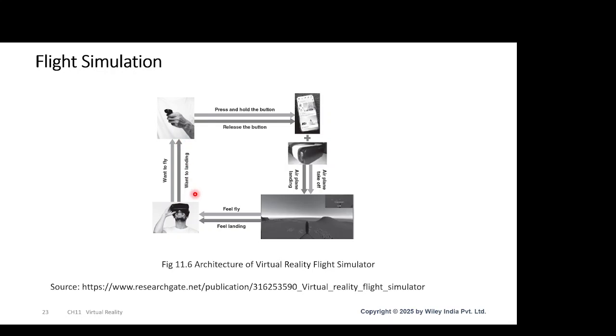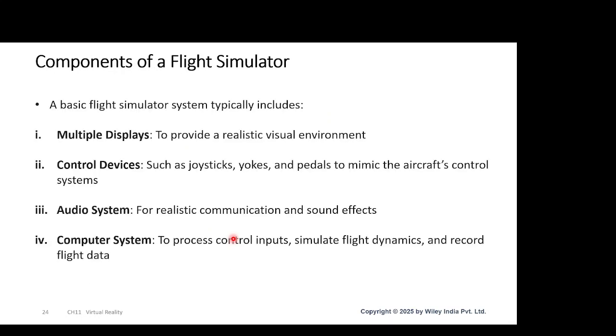He wants to fly or he wants to land. Then he presses and holds the button. If he wants to fly, he has to press and hold the button. Then the airplane takes off and it feels as if the pilot is flying. Now, when he wants to land, he releases the button and the airplane starts landing and he could feel that landing. So this is basically the overview of how it works.